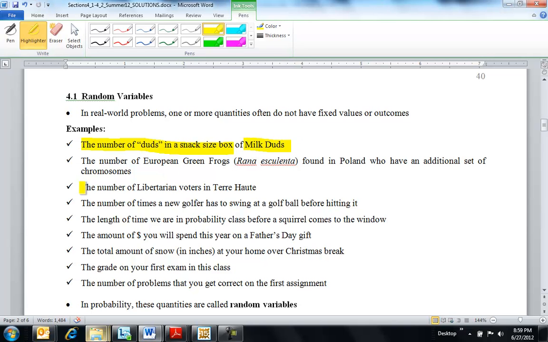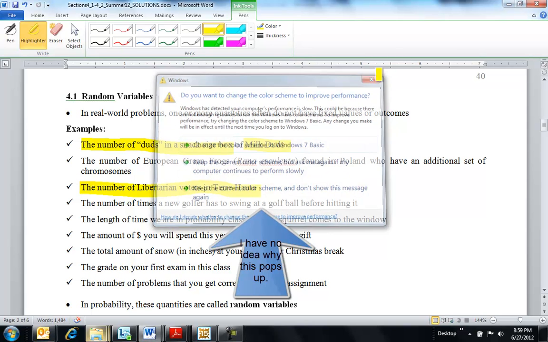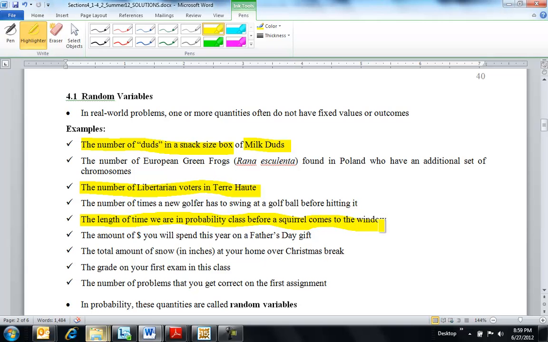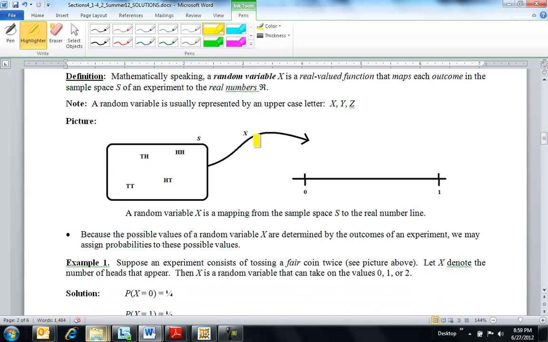Another example is the number of libertarian voters at election time in November. Or the amount of time we're in class before a squirrel comes to the window. Or the grade you're going to get on your first exam, that's a random variable, anywhere between 0 and 100. We hope the upper end. So these are all random variables.